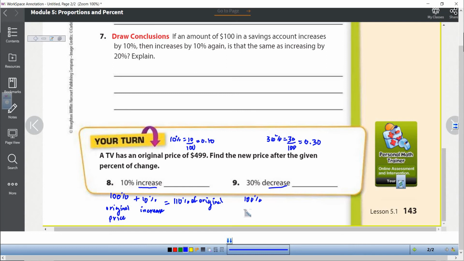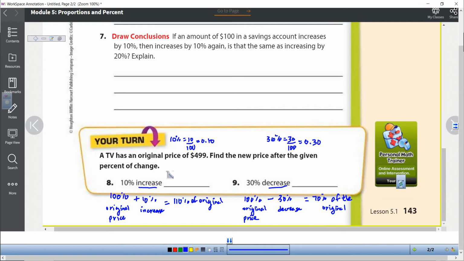So we're going to have 100% again. The original, or whatever you're starting with, is always going to be 100%. In this case, it's a price. But because it's a decrease, we're going to take away, or subtract, that 30%. That is our decrease. And 100 minus 30% is going to give us 70%, so we're going to get 70% of the original. So that's the first thing you need to understand. Increase is going to add, and you're always adding to 100. Decrease is going to subtract, and you are subtracting from 100.